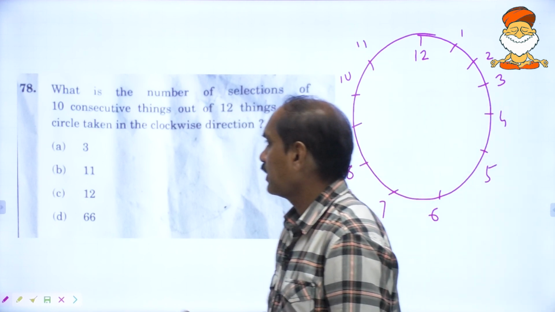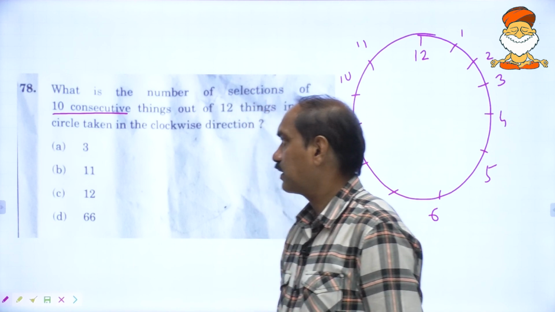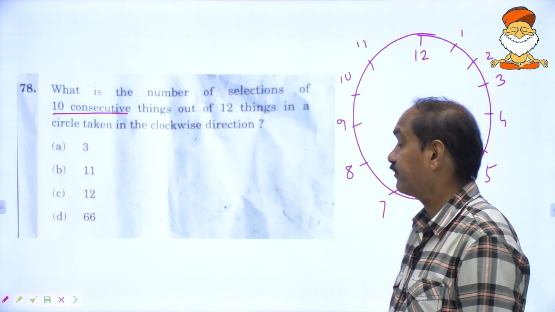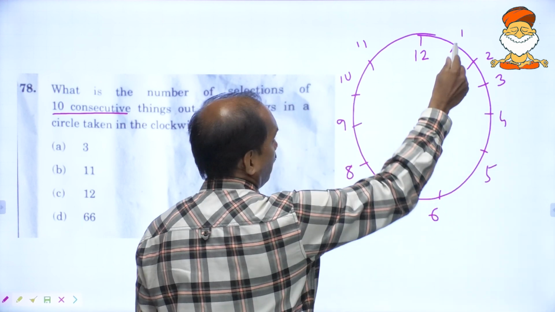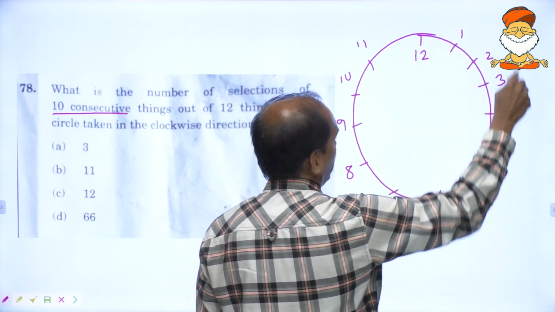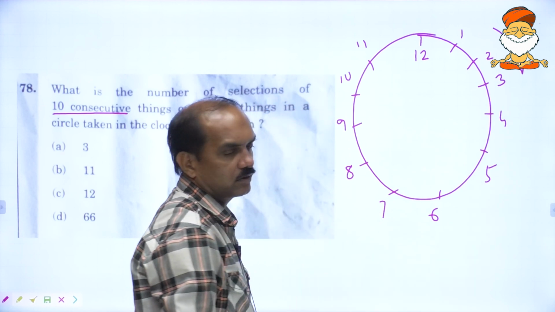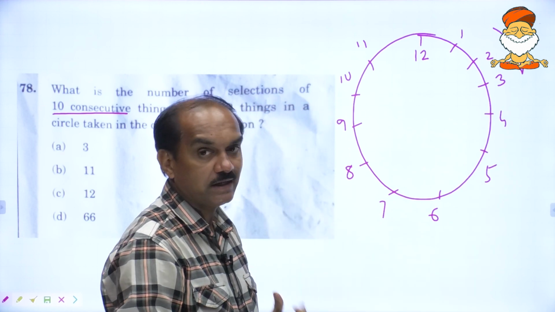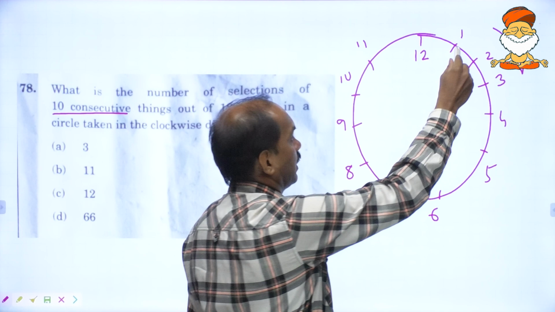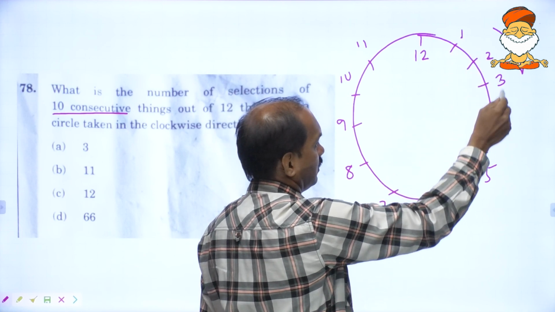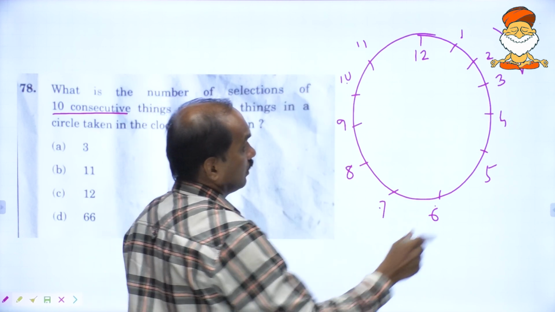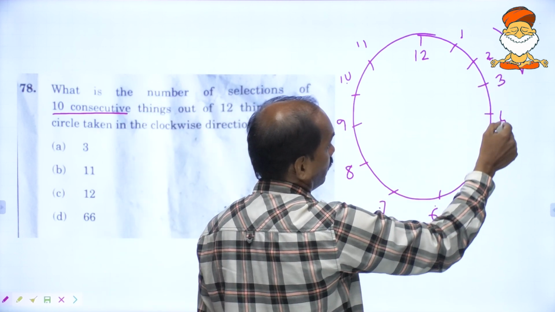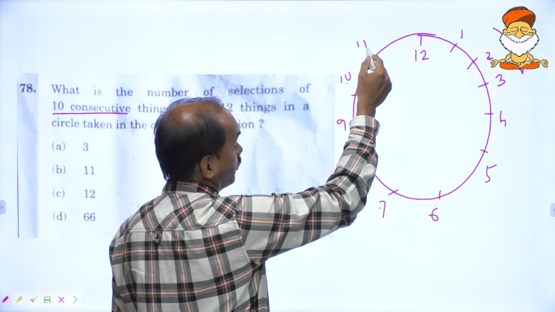And we are picking 10 consecutive things. These are the things. You can start with 1 and go in this direction. So which things will you pick? I can pick first, second, third, fourth, fifth, sixth, 7, 8, 9, 10. You can start with 2 also. 2, 3, 4, 5, 6, 7, 8, 9. It will go up to 11.